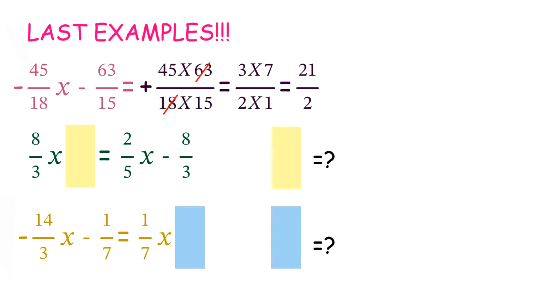First one is 20 over 2. Second one is negative 2 over 5. And last one is positive 14 over 3. Because we multiply one positive and one negative rational number.